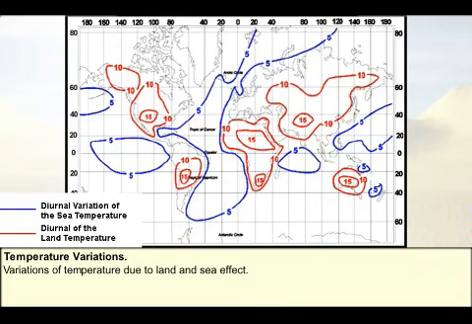The sea takes a long time to react in terms of warming and cooling. Here we see that there is very little diurnal temperature variation of the sea when compared to the land. This is because the sea has a large specific heat capacity. This means that the sea requires more energy to raise the temperature by 1 degree than the land does. This effect is noticeable daily and seasonally.